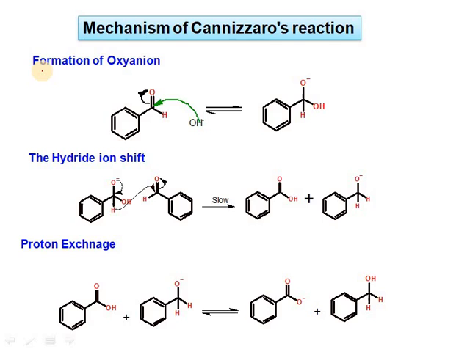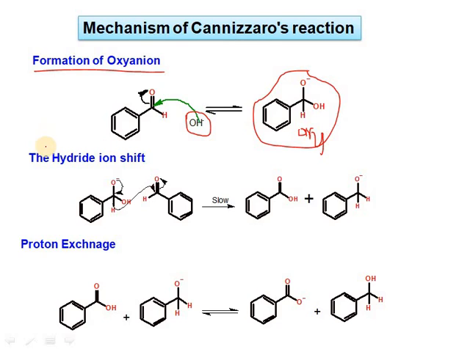Now we will discuss the actual mechanism for the Cannizzaro reaction. The first step is the formation of an oxyanion. How do you form this oxyanion? For example, with benzaldehyde, the strong base OH minus attacks the carbonyl carbon and forms a negative charge on oxygen like this. So this product is the oxyanion, right?